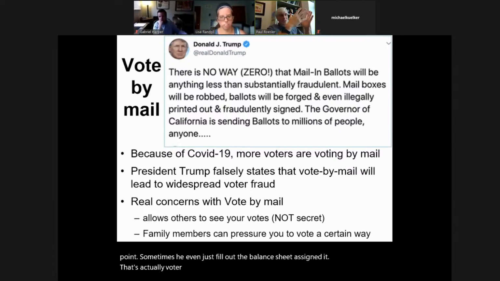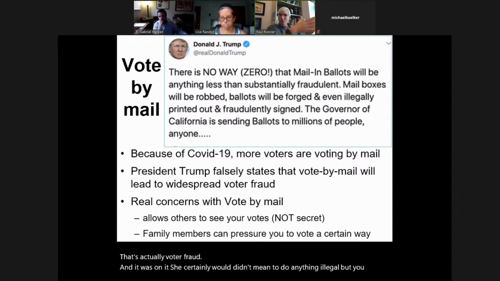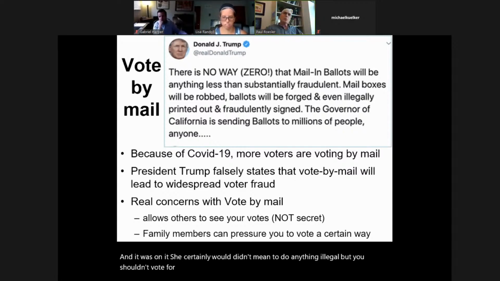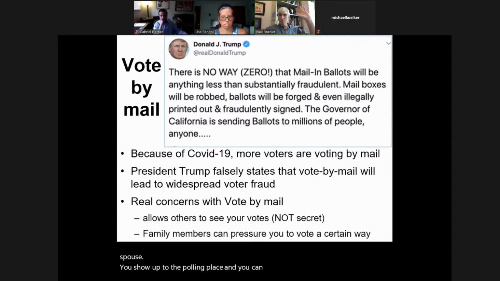She certainly didn't mean to do anything illegal, but you shouldn't vote for somebody else. And my issue is really more, if you have an abusive spouse, you show up to the polling place and you say, sure, honey, I'll vote for Joe Biden.